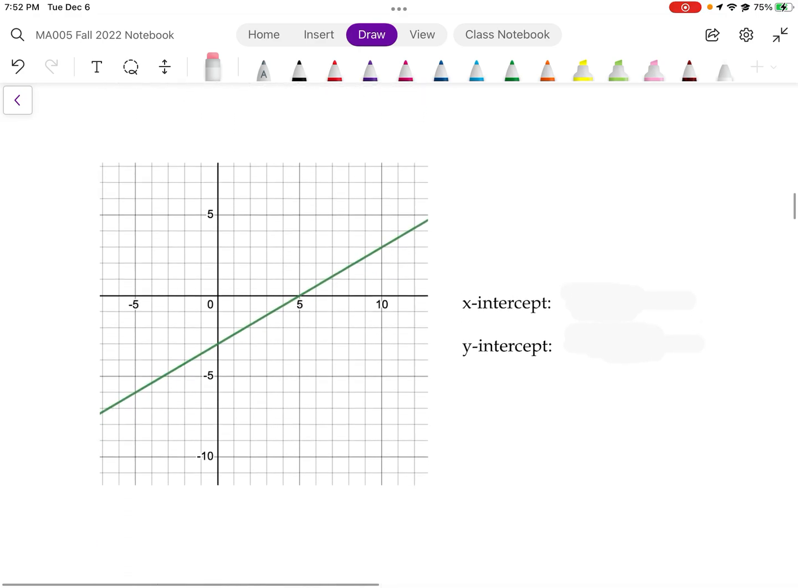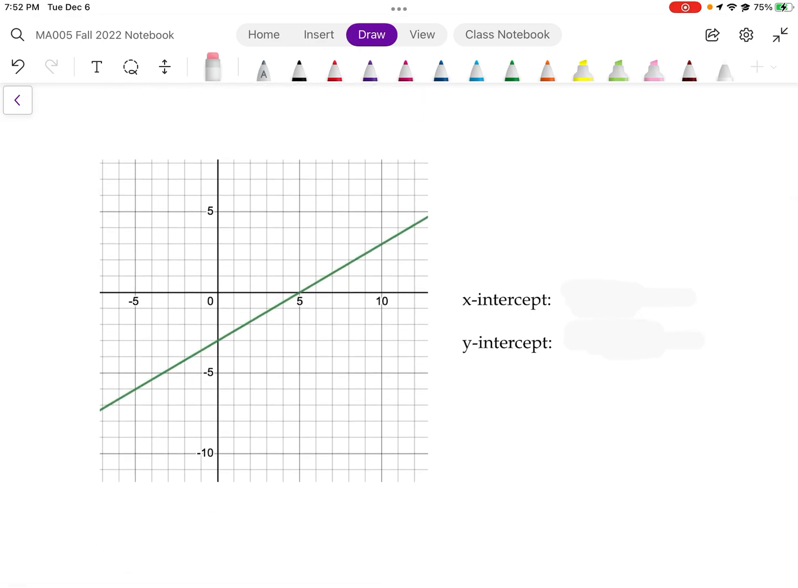All right, next one. Try this one. All right, so the x-intercept is here, and the y-intercept is here. And those points are (5, 0), that's the x-intercept, and the y-intercept is (0, negative 3).